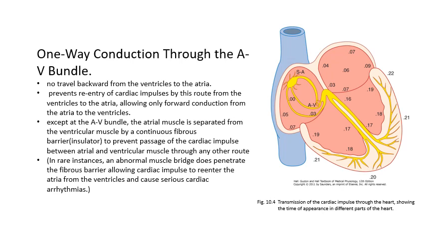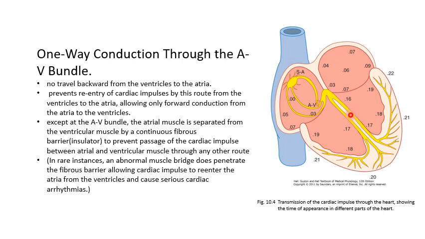The conduction in the AV bundle is a one-way conduction. That means it doesn't allow a backward transmission of the signal back to the atrium. So the signal moves from the atrium to the ventricle and is not allowed to go back into the atrium. So it prevents the re-entry of cardiac impulses, and this allows only forward conduction from the atrium into the ventricle.